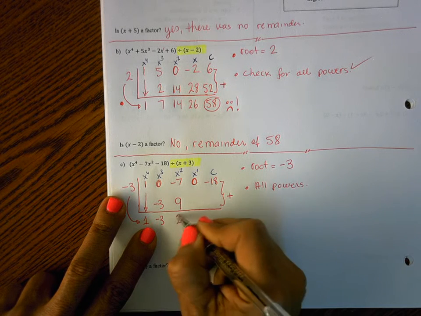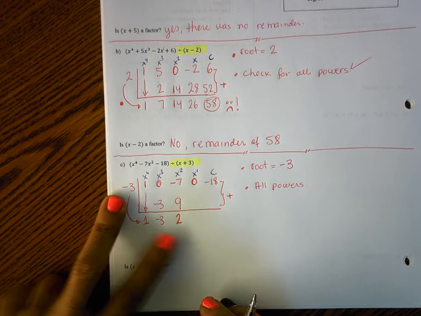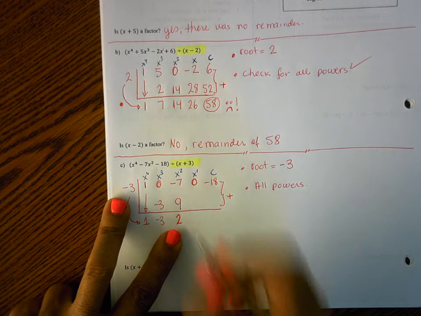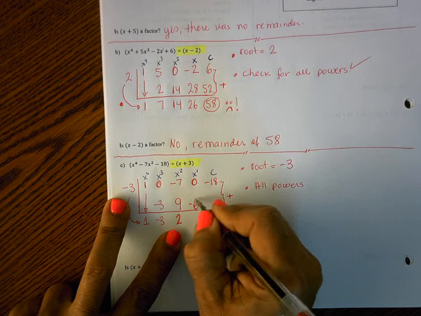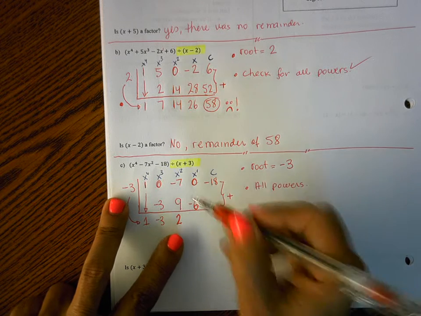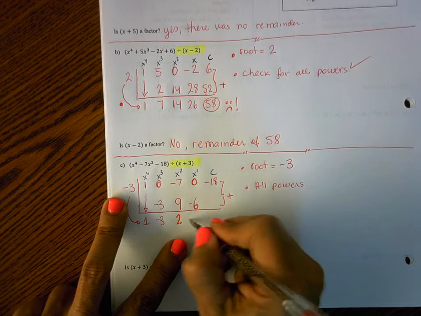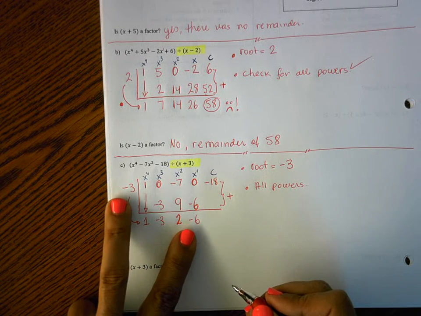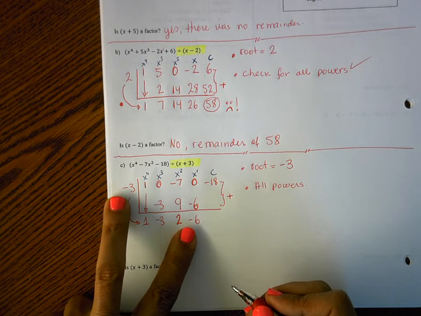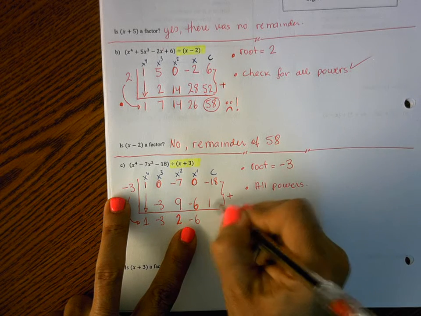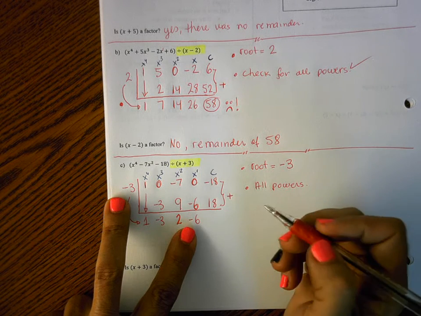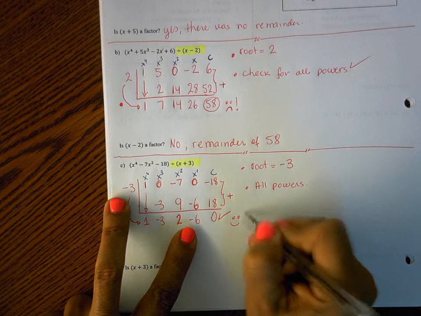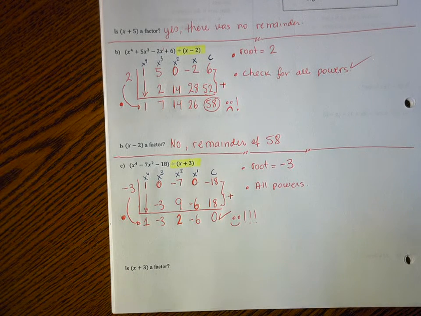Just 2. And then you multiply it again. Negative 3 times a 2 is negative 6. And then you add it again. 0 minus 6 is negative 6. And then you multiply it. Negative 3 times a negative 6 is positive 18. And then you add negative 18 to positive 18 is 0. Voila. We got it.